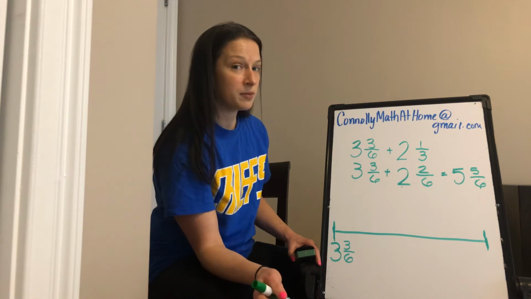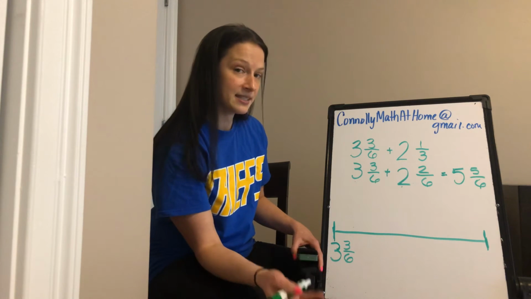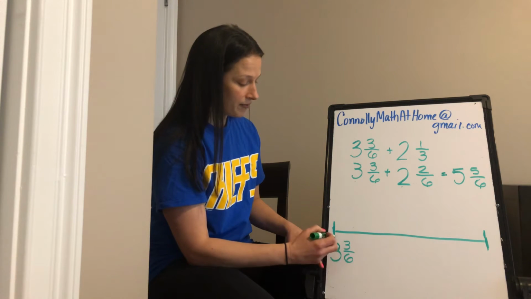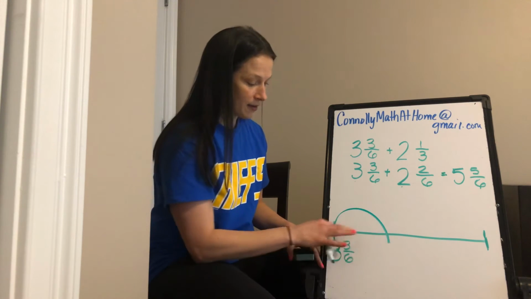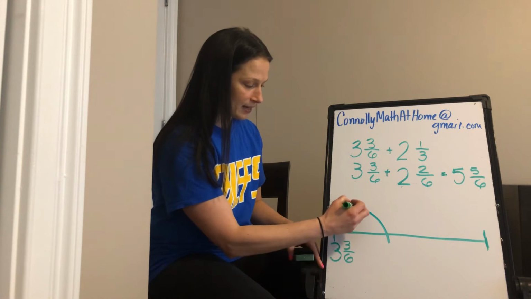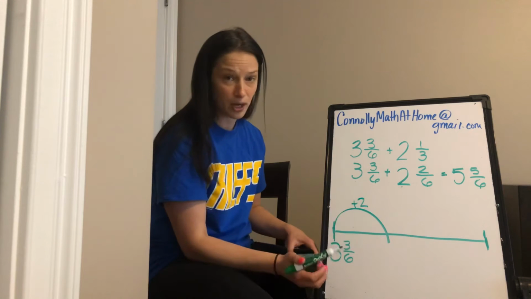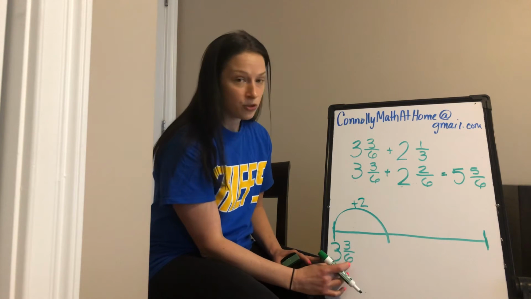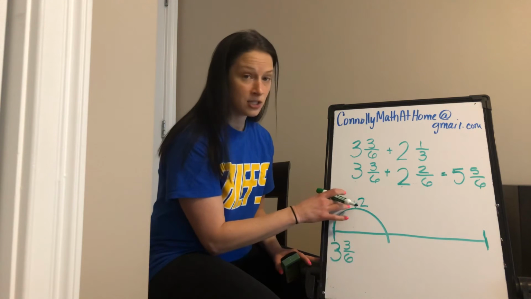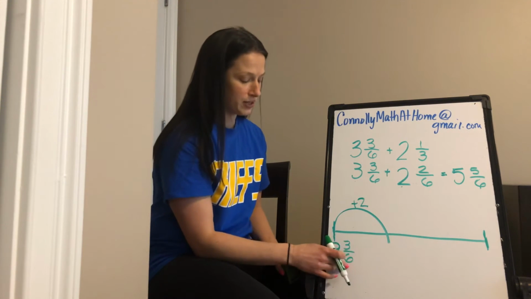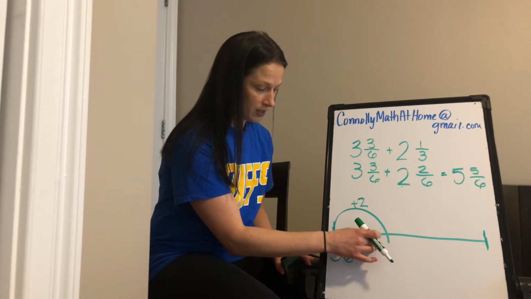So when I'm doing it with mixed numbers, it makes sense to add the whole number first. So if I add, I'm going to do a jump. To represent what I'm adding, I label what I'm adding to my jump. So what does this stand for? This stands for 3 and 3/6 plus 2. And then what do I land on when I do 3 and 3/6 plus 2?